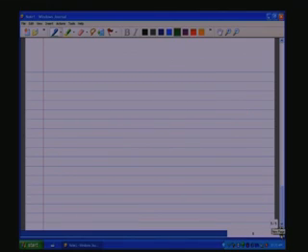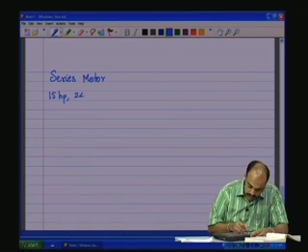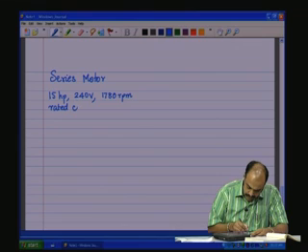So, let us take up just one more example on the series motor. Let us say we have a series motor which is rated for 15 HP, 240 volts, 1780 RPM, and rated current of 54 amps.